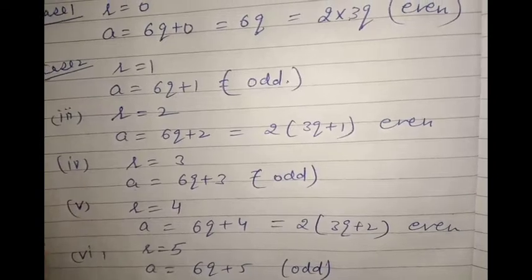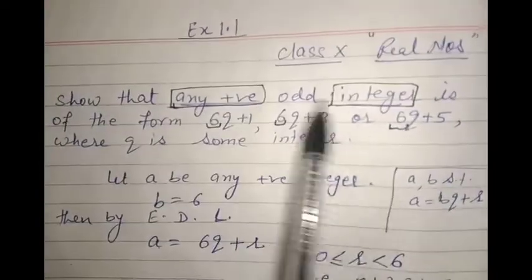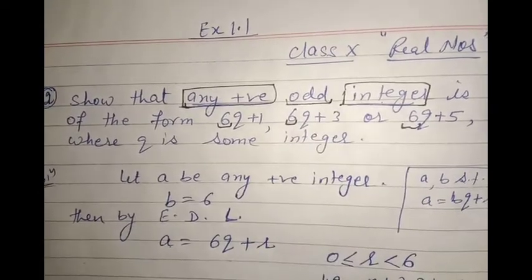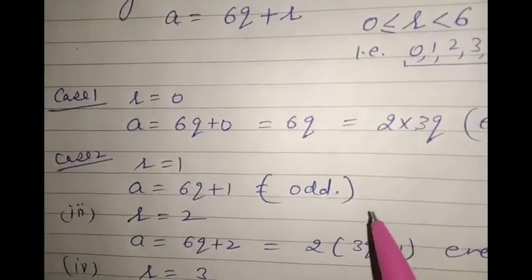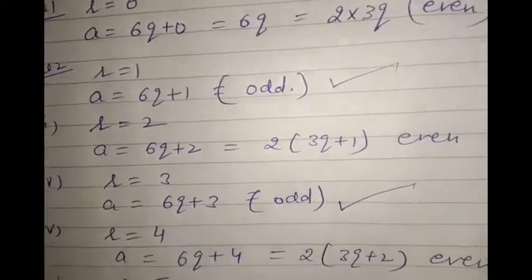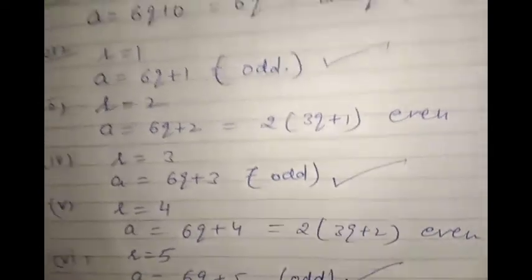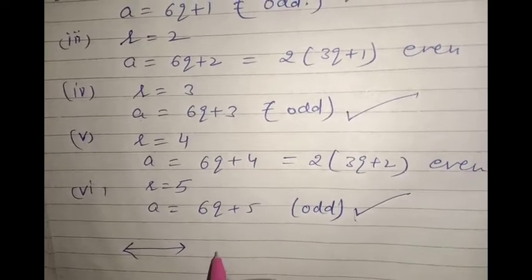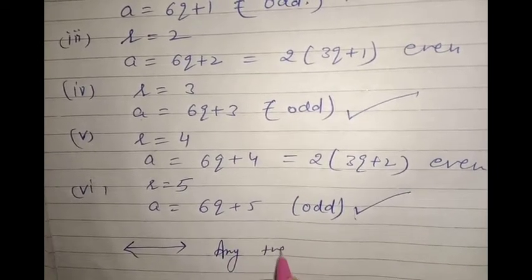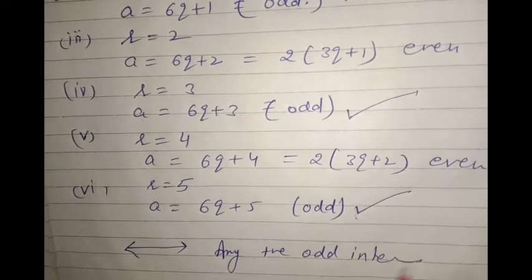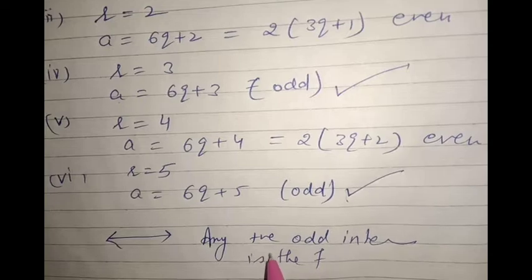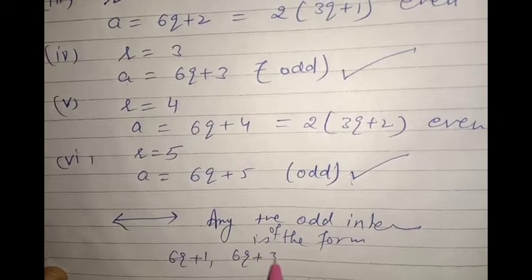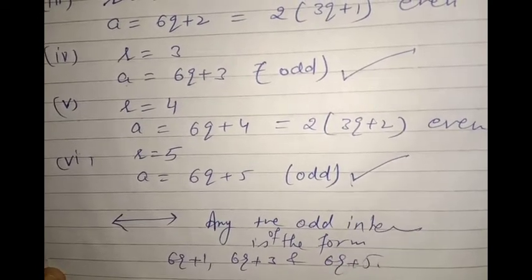Read the question again. The question says any positive odd integer, which means whenever we see any odd integer it will look like 6q plus 1, 6q plus 3 or 6q plus 5. Hence done. You will write the last line of the question again in the end: any positive odd integer is of the form 6q plus 1, 6q plus 3 and 6q plus 5.